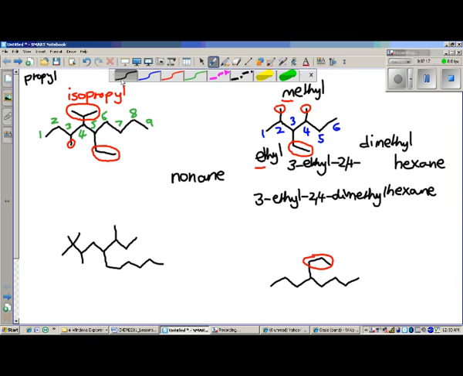So which one's going to come first? Well, I for iso, M for methyl, and E for ethyl. So obviously the ethyl comes first. Alright?